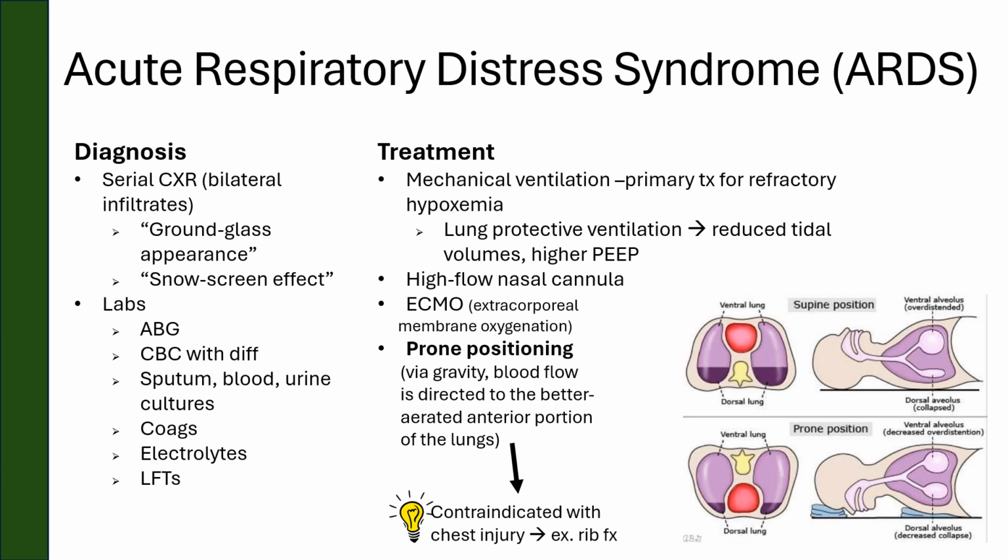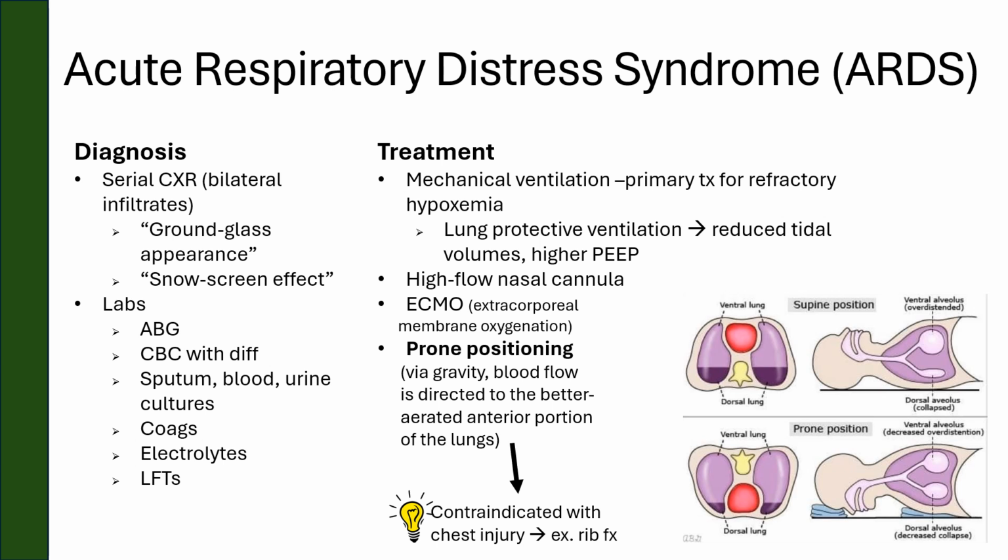Treatment, they're going to probably need to be on the ventilator. This is the primary treatment for refractory hypoxemia. Lung protective ventilation, that means reduced tidal volumes and higher PEEP. So we have to be careful with that higher PEEP, remember, because that's going to cause the patient to become hypotensive. So we have to have a balance.